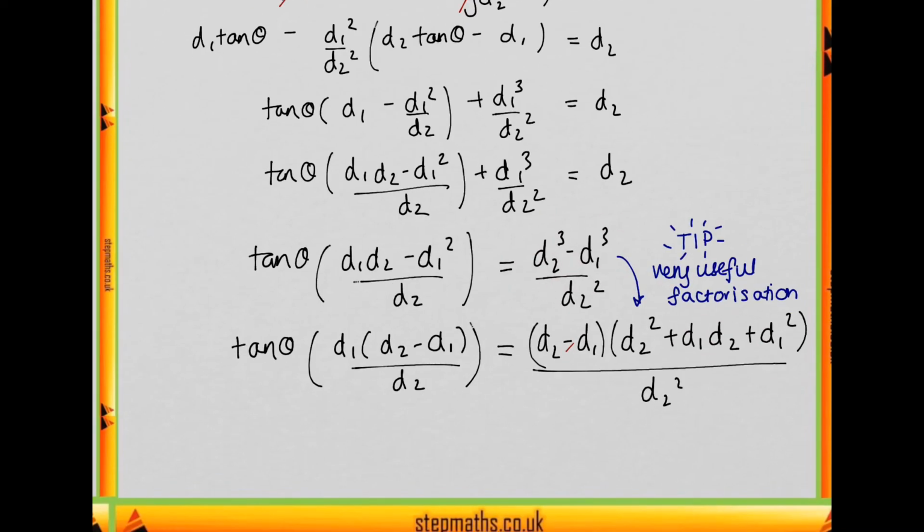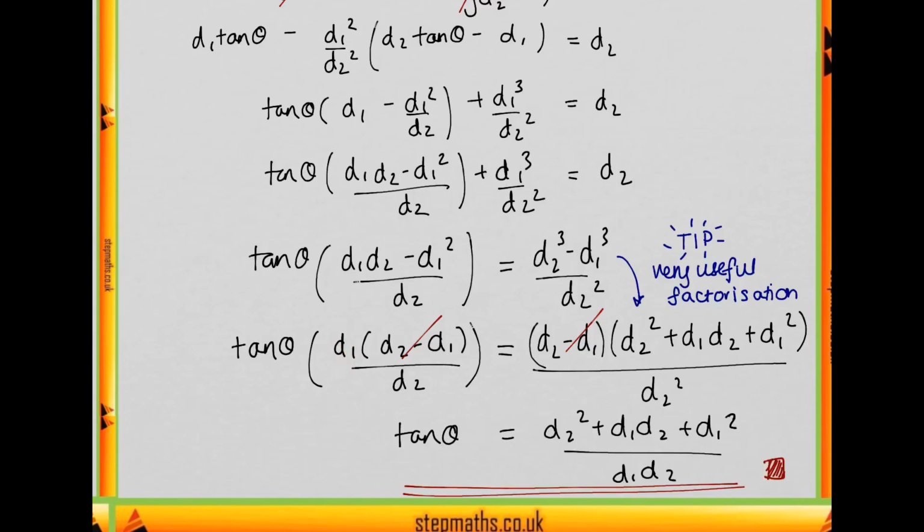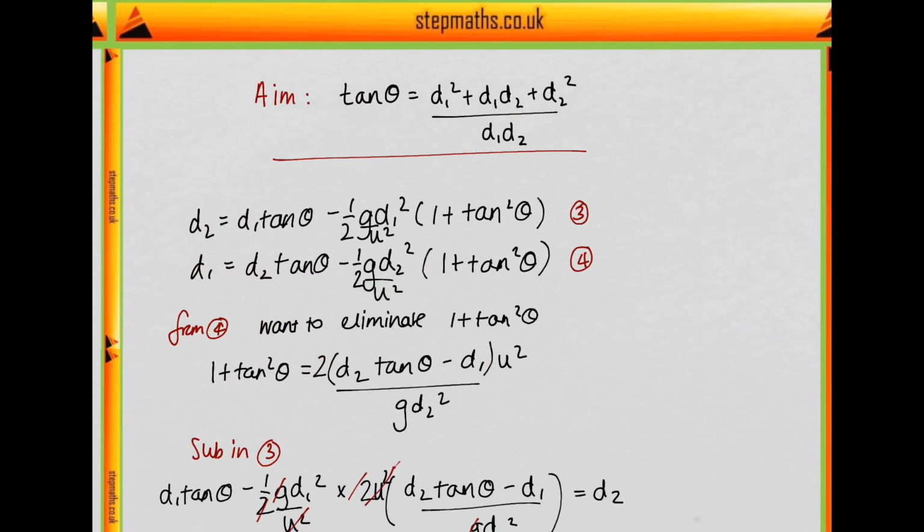And so, factorizing this left-hand side as well, we've got a d2 minus d1 on both sides, which we can cancel. And then finally, cancelling one of the d2s at the bottom, and then dividing through by d1, we'll get tan theta equals d2 squared plus d1 d2 plus d1 squared over d1 d2, which is exactly what we wanted at the start of the question.